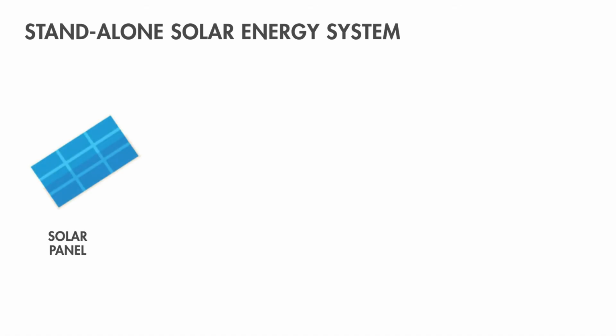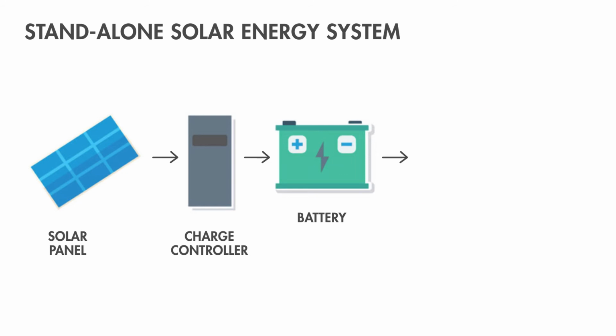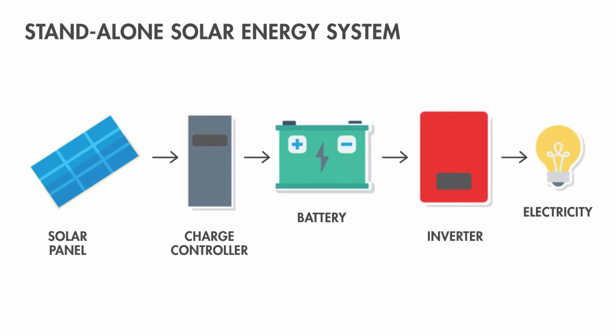Regarding the size of the battery system, it's important to mention that in a standalone solar energy system, we never use the energy generated by the panels directly. The solar panels send the captured energy from the sun to the charge controller. And the charge controller reads the charge of the battery system and determines how much it should charge the batteries.